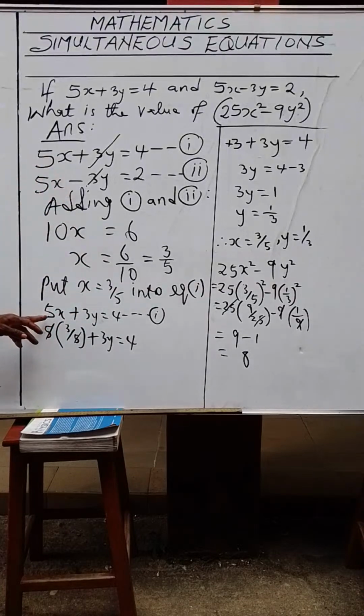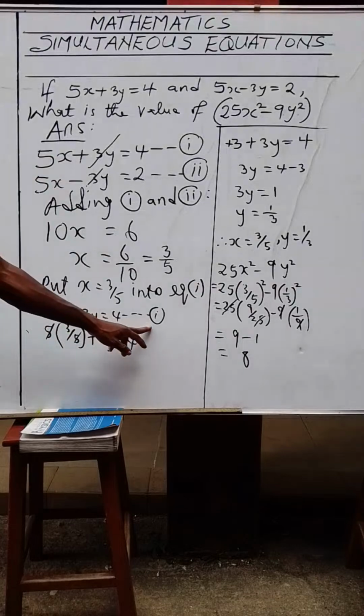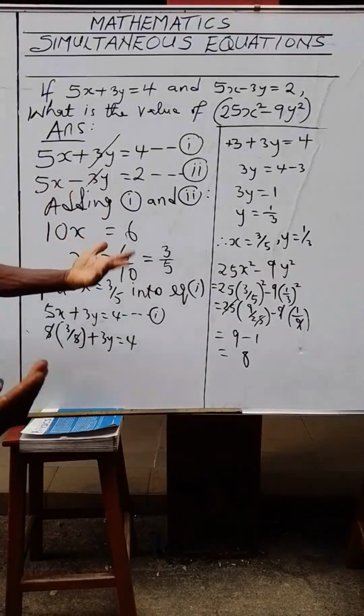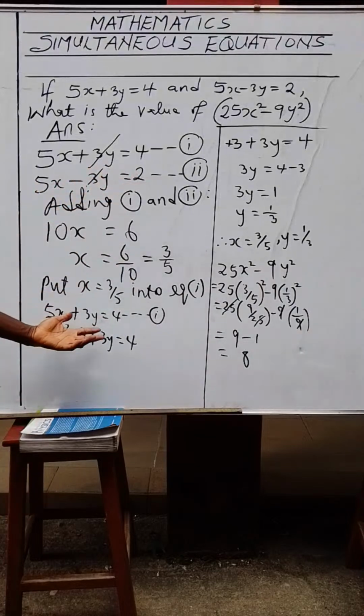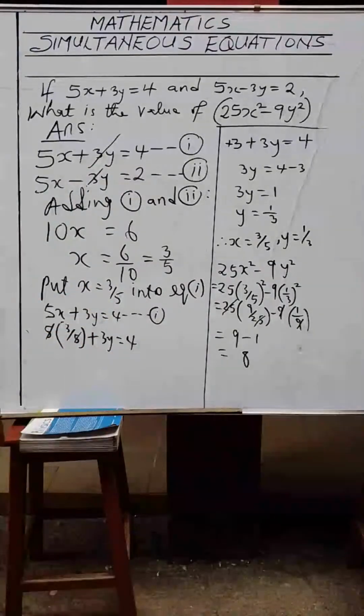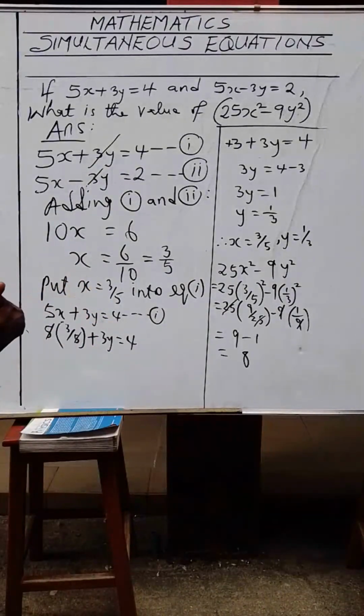So that's what we did here. 5x plus 3y equals 4. This is equation 1. We chose equation 1. You may choose equation 2. Please, you can choose equation 2. Solve it, and you will see that it's going to be the same way. All right? So let me know in the comment section below. Let me know in the live chat.